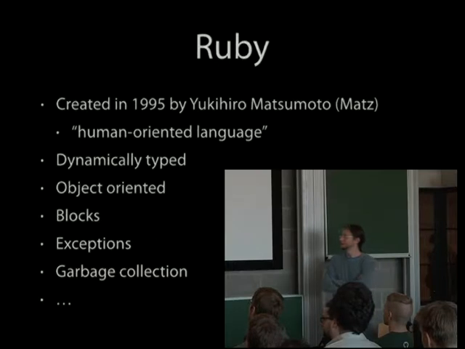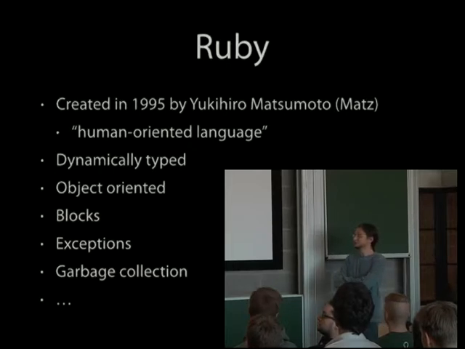So a few more technical things about Ruby. It's dynamically typed. So you don't have static typing. All objects have their type defined at runtime. So it's mostly like JavaScript. So it's a dynamic language. It's object-oriented, so everything is an object. Basically everything has a class associated to it. That's the one thing to keep in mind.